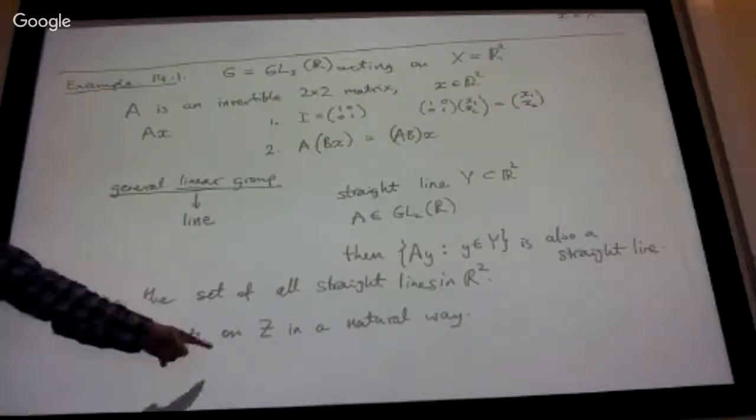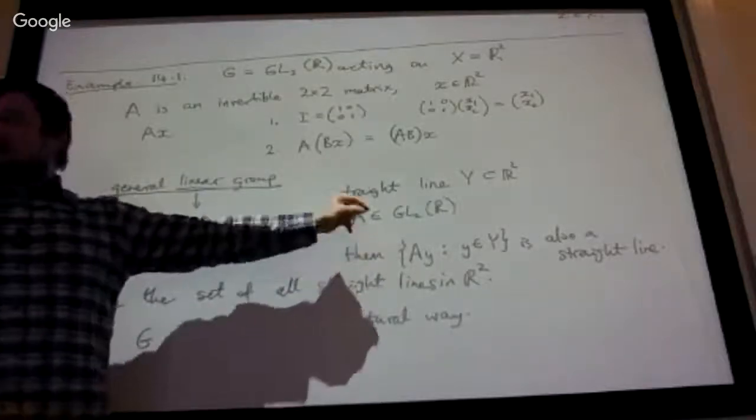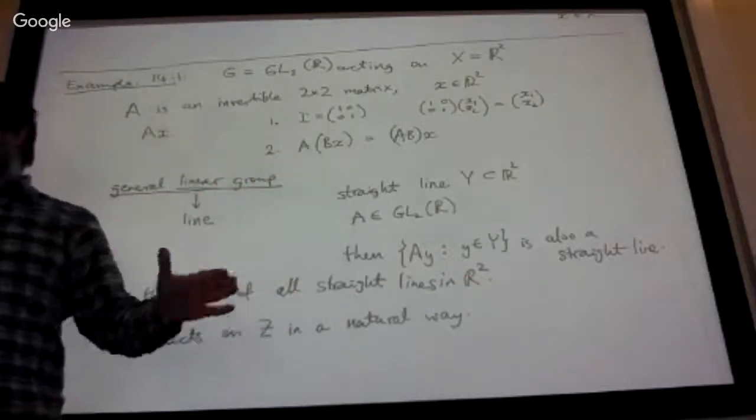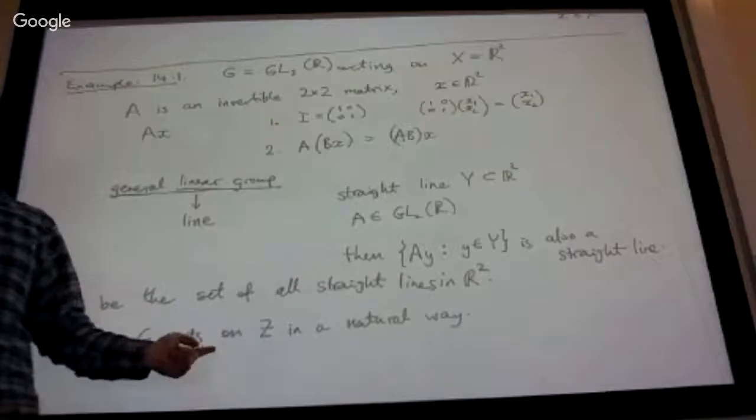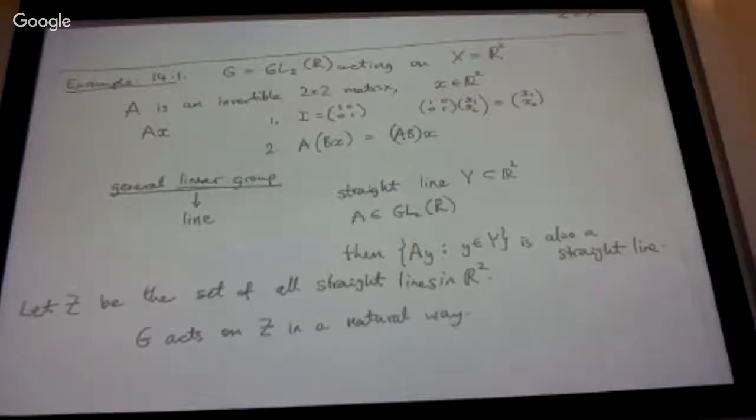So if you get a straight line, any one straight line, you look at each point separately and see where the matrix maps it. And that gives you a new straight line. So this is the image under that action on the set of all straight lines. It also acts on the set of all triangles and many other things.